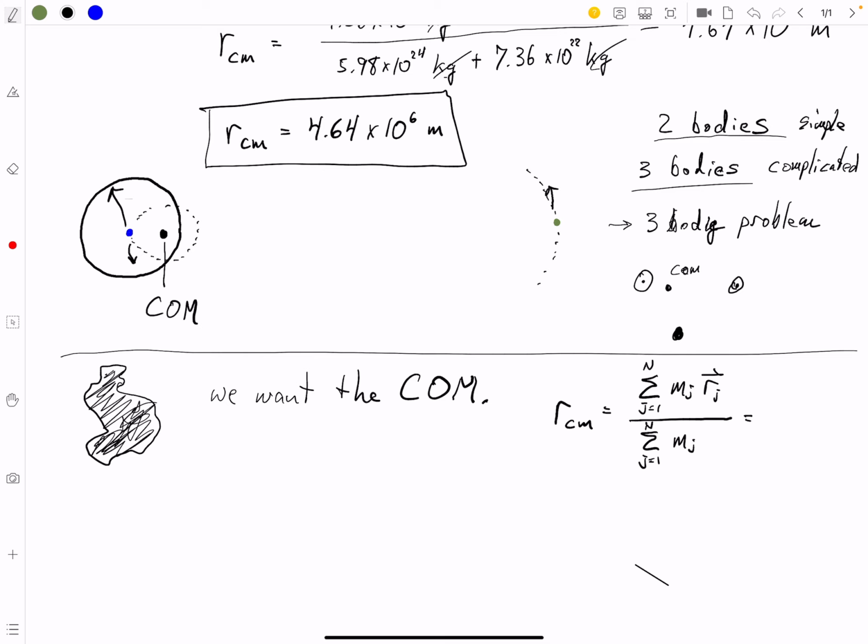Let's do 1 over M times our sum of m_j r_j. Okay. I want to do it this way because this is just our total mass in the denominator. So let's just leave it as our total mass, all right? Because we could take this object and stick it on a scale. We'll put it on our handy scale and measure it, right? So there are ways. We have ways. All right, so fine.